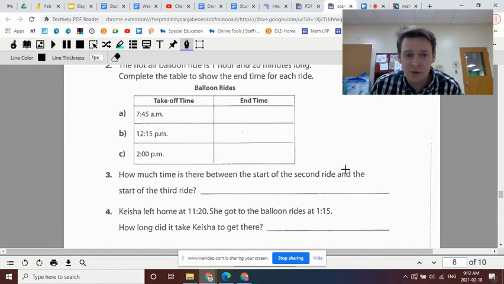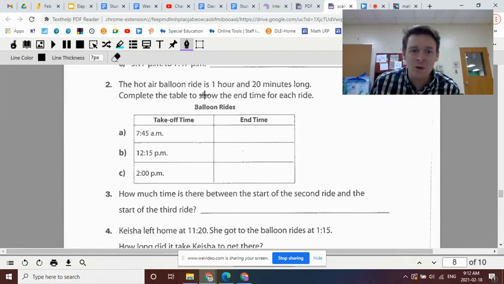Here, the hot air balloon is, I went a little bit too far. I can't read it. The hot air balloon is a 1 hour and 20 minutes long ride. Complete the table below to show the end time for each ride. So if you left in the morning at 7:45 and it was 1 hour and 20 minutes long, what time would you land? Okay.